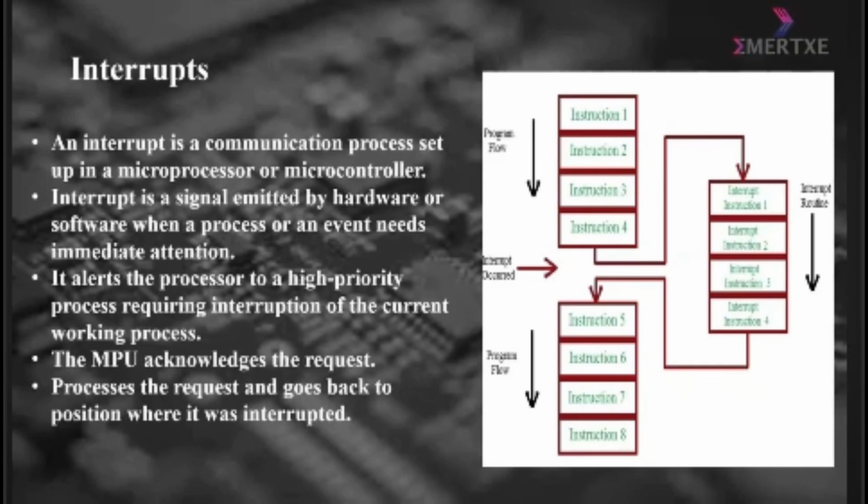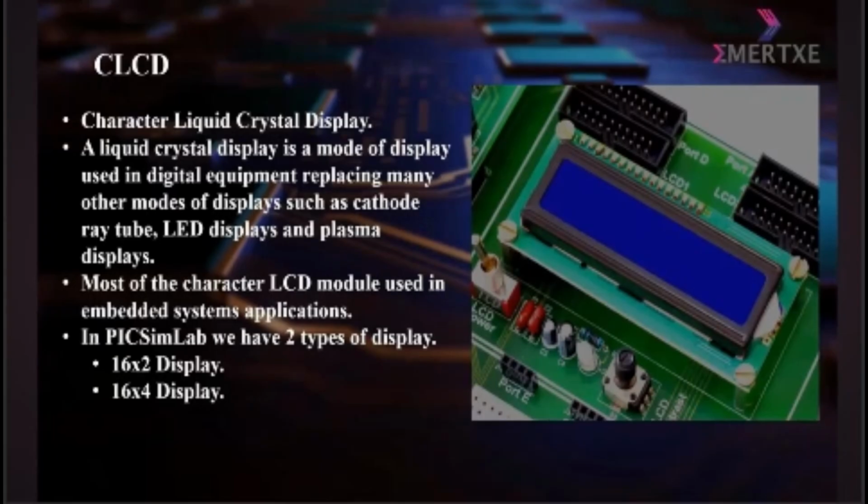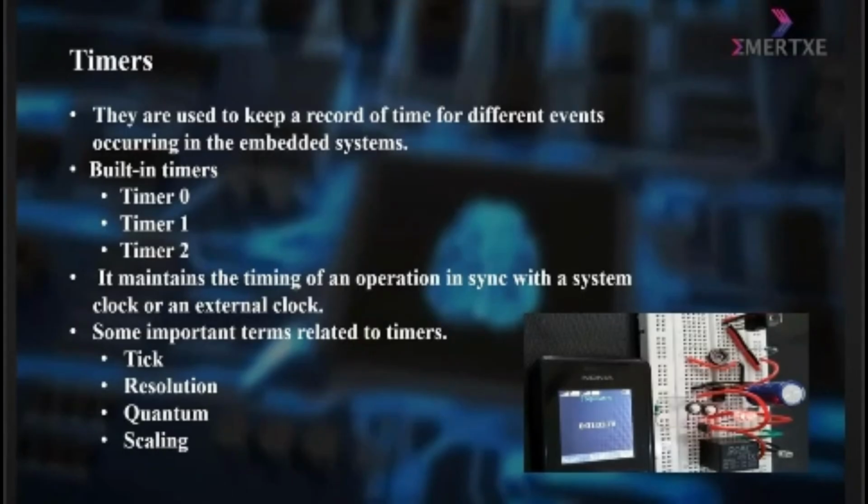And next, timers. Timers are used to keep a record of time for different events occurring in embedded systems. The built-in timers are timer 0, timer 1, and timer 2. The timers maintain the timing of an operation in sync with a system clock or an external clock. Some important terms related to timers are tick, resolution, quantum, and scaling. The basic timers are shown in the figure.